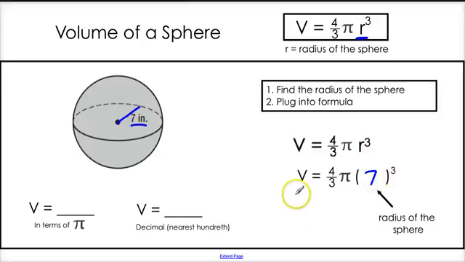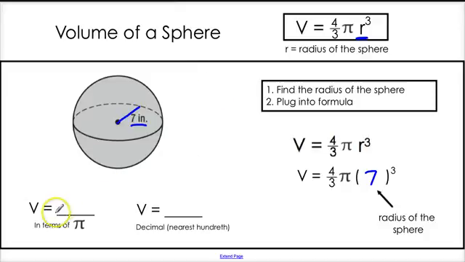And now we just put this straight into our calculator. Now, we're going to do it in two different ways. One, we're going to do it in terms of pi, meaning we don't multiply by pi. And one, we're going to do it as a decimal. So let's start by doing it in terms of pi. I'm going to just take out my trusty calculator. The way you enter it in is 4 divided by 3, times 7 to the third power.